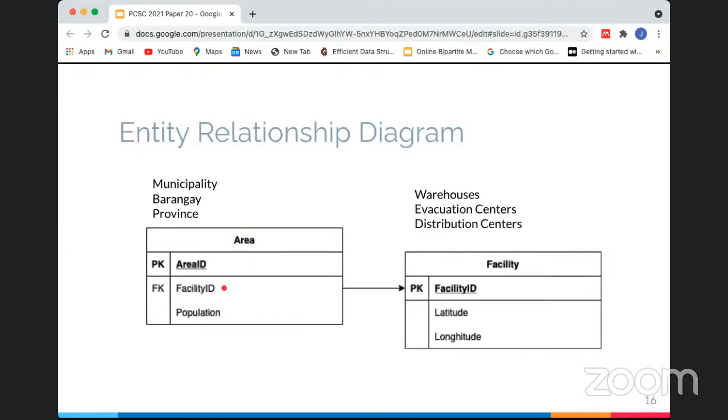The facility has information about the location, which is the latitude and the longitude. And then for each area, we have a population. Facilities can either be a warehouse, evacuation center, or a distribution center. We made sure that the entity relationship diagram is as general as possible to be able to accommodate the different possible applications of the system in the future.